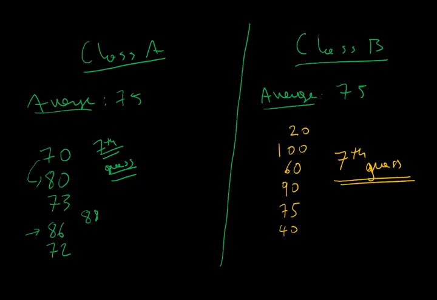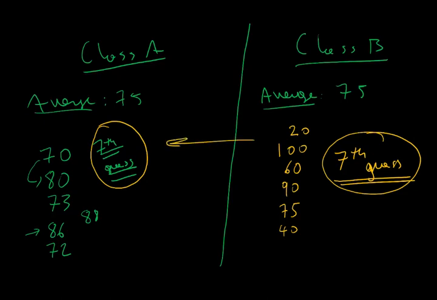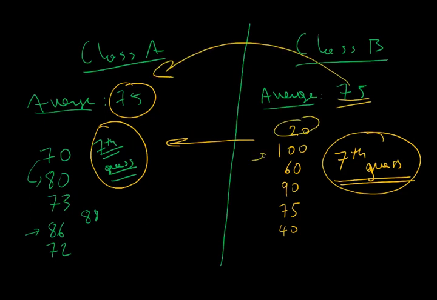how are you more comfortable guessing, the seventh test in class A, or class B? And hopefully, you are more comfortable guessing the seventh grade for class A. Why? Because, based on what we have, the grades are centered around 75. The average is 75, but the grades are centered around 75. For class B, the average is the same at 75. However, some students are getting 20, some students are getting 100, so there's wide dispersion.